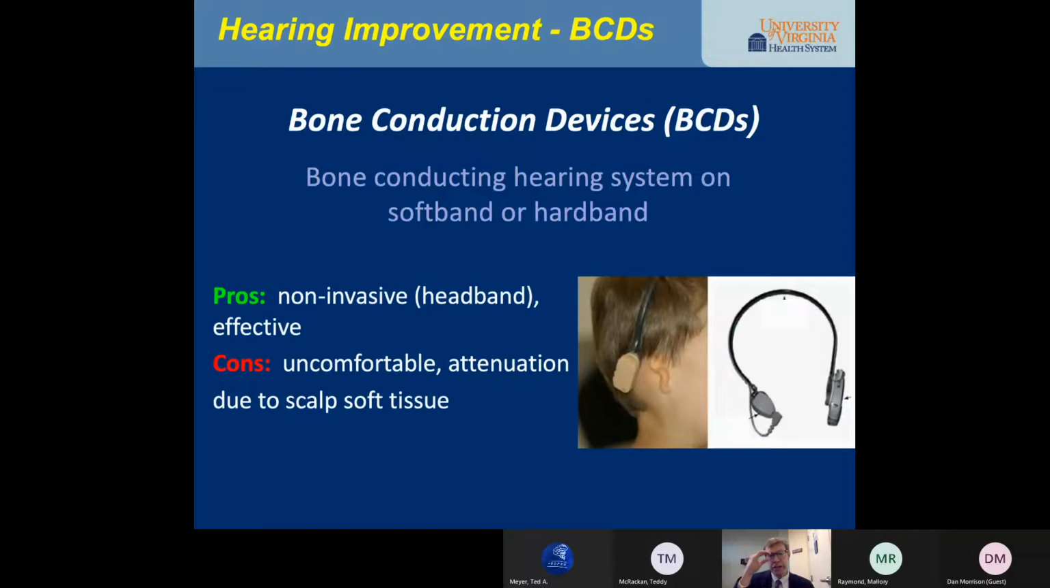The bone conduction devices on a soft band or a hard band are, again, non-invasive. They are effective. I think all of us would agree that a child with bilateral aural atresia must have, well, must is a strong word, but should at least be offered a bone conducting hearing device. They can be uncomfortable. There is some attenuation of sound due to the scalp and the soft tissue. But for a child with bilateral aural atresia, these can be really miracle devices in terms of their speech and language development.